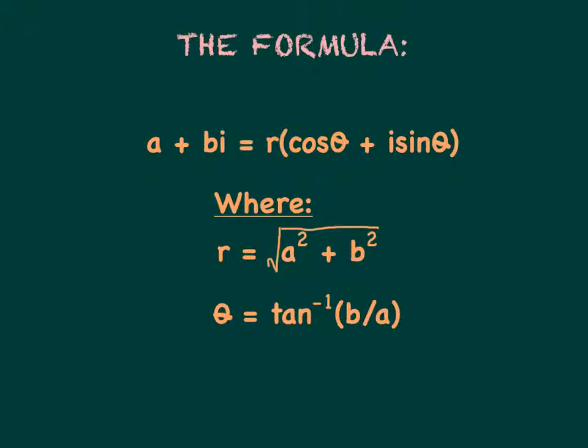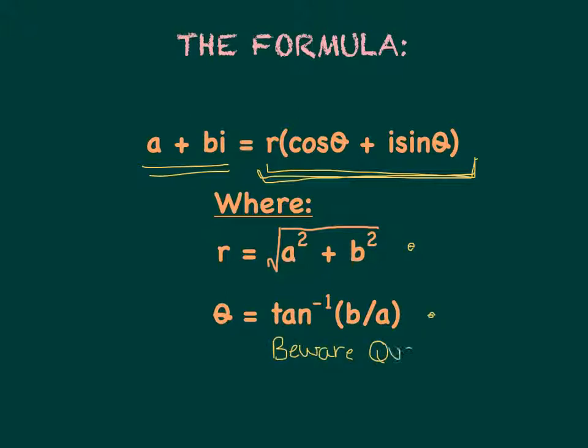Here I've just written out the formula so you can go back and reference it. We have that a plus bi is just equal to r, cosine theta plus i sine theta. Now, down here, just so you know how to find r, it's right here, and how you find theta is right here. And of course, with theta, we're going to be where? Quadrant. We have to be very careful what quadrant we're in.